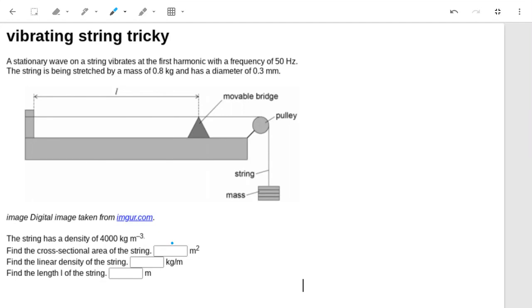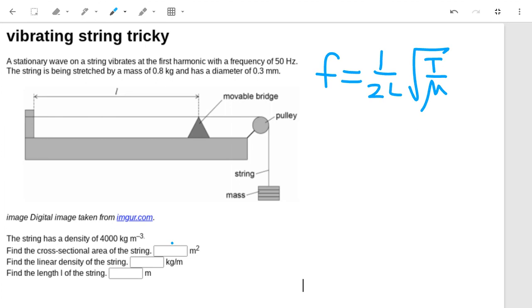Hello. Here's a question about a stationary wave on a string. The first thing we should probably do is just include the equation that describes this little system. It relates the frequency to the length, the tension, and the linear density, or the mass per unit length, as I call it.